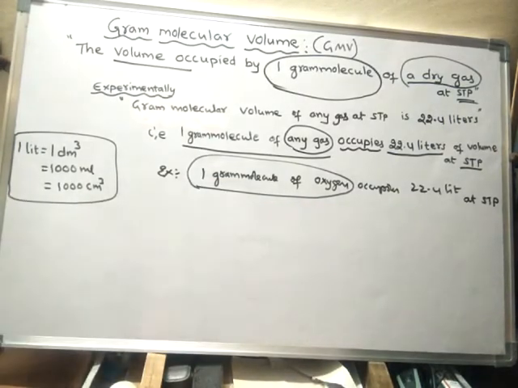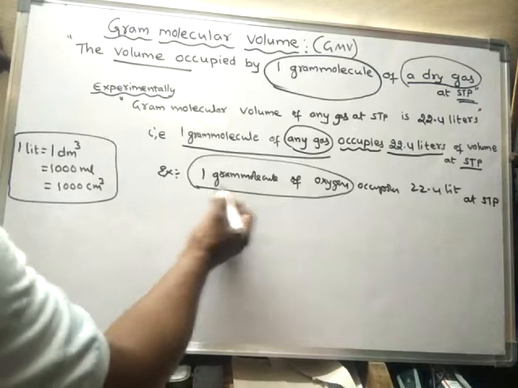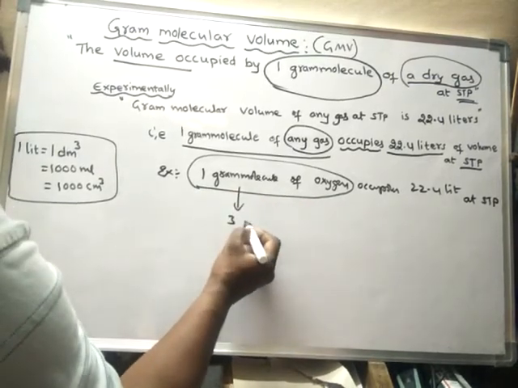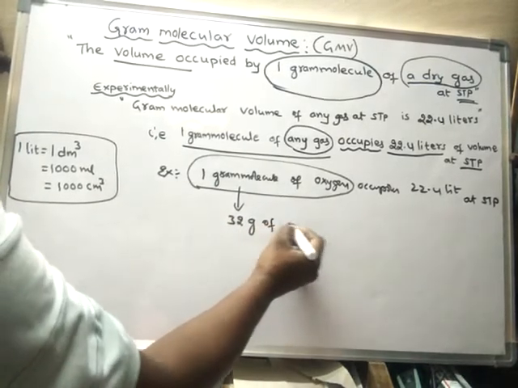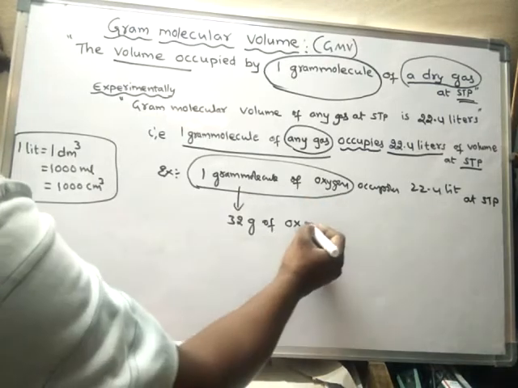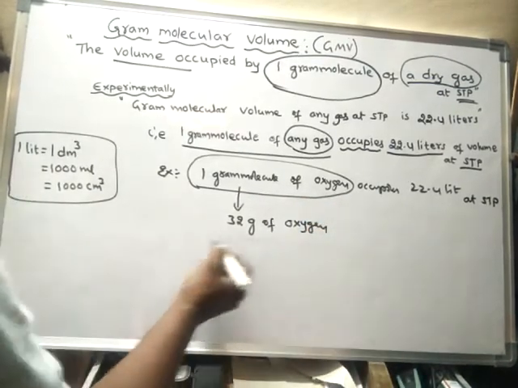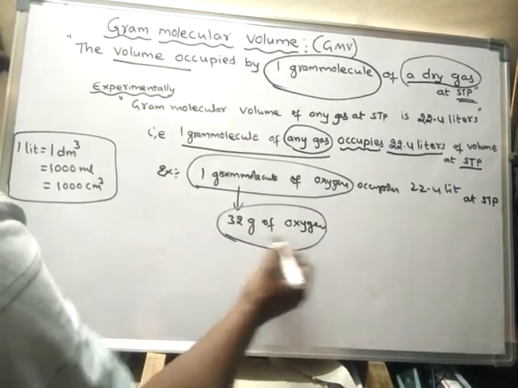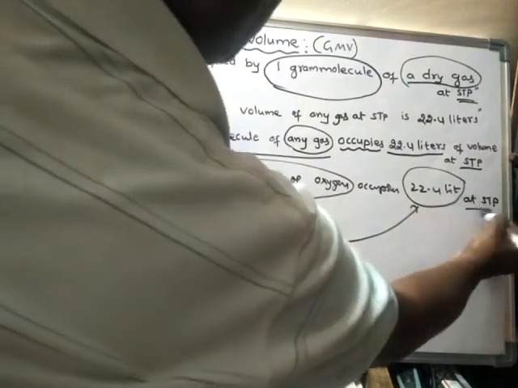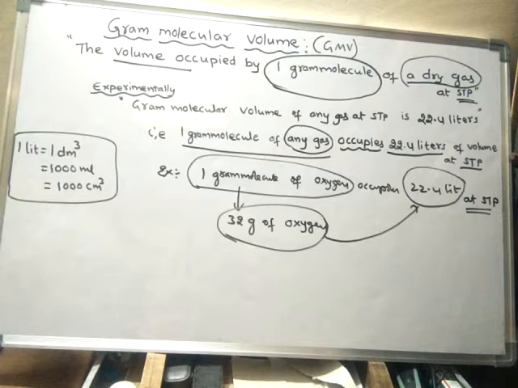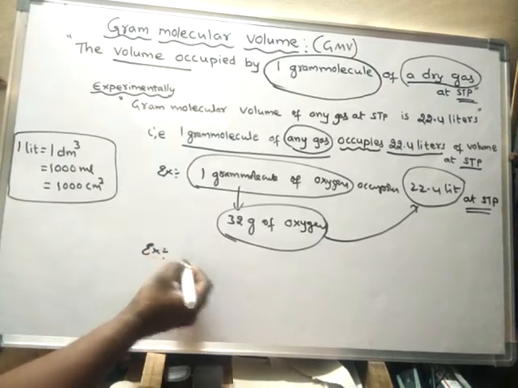Yesterday we looked into our table. So 1 gram molecule of oxygen is equal to how much? It is equal to 32 grams of oxygen. That means 32 grams of oxygen will occupy how much? 22.4 liters at STP. Okay, 32 grams of oxygen will occupy 22.4 liters at STP.